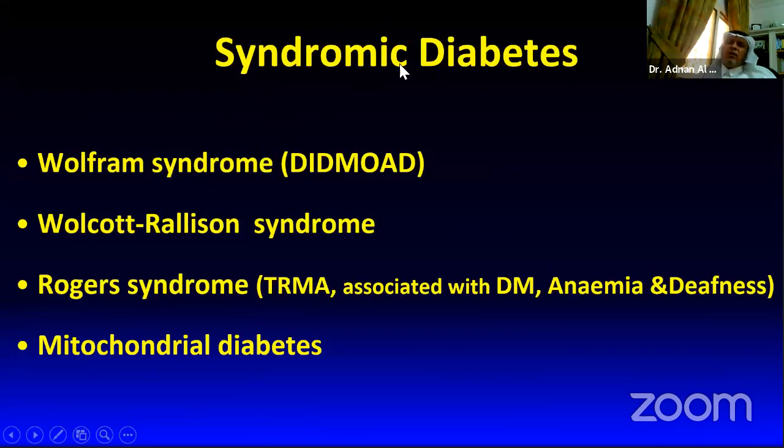So that will be my introduction to syndromic diabetes. The first one is Wolfram syndrome. And the second, which is commoner in Saudi Arabia, is Wolcott-Rallison syndrome. I have one family, and our colleagues in King Abdulaziz University have one family. So we have maybe 10 to 15 cases that we know in the diabetes centers. And then Rogers syndrome and mitochondrial diabetes.